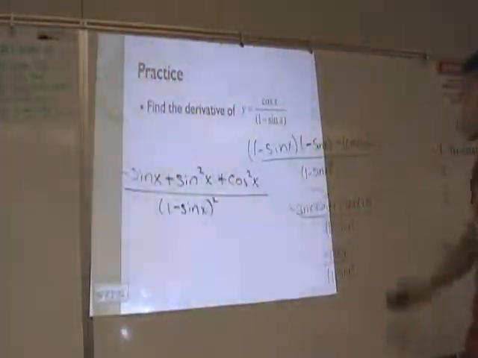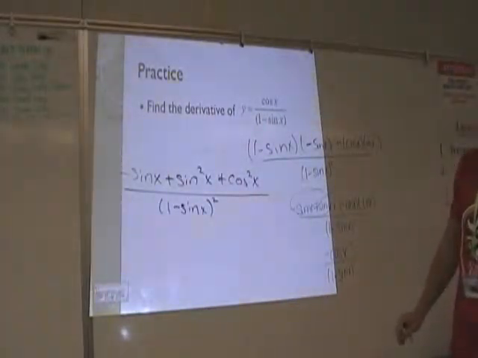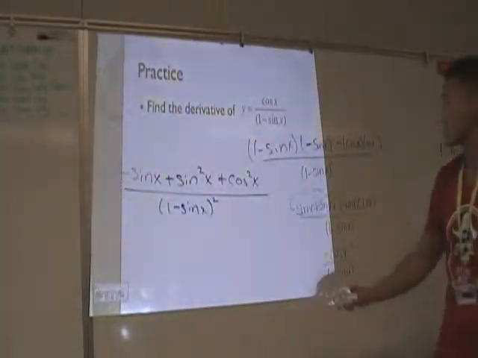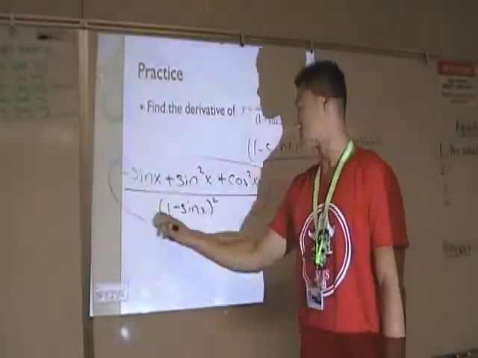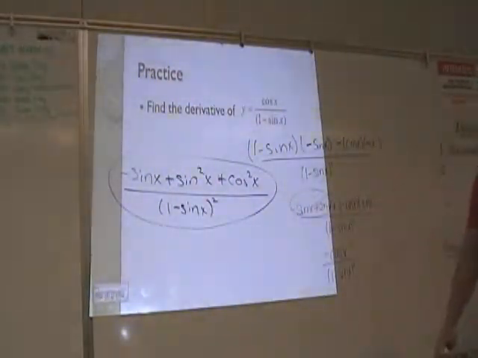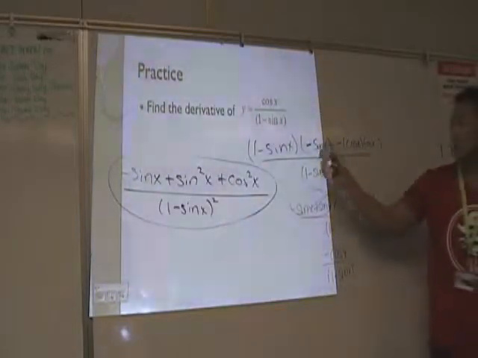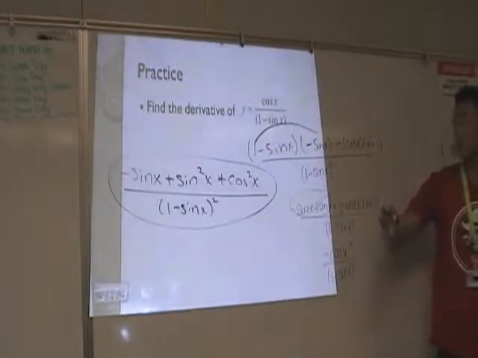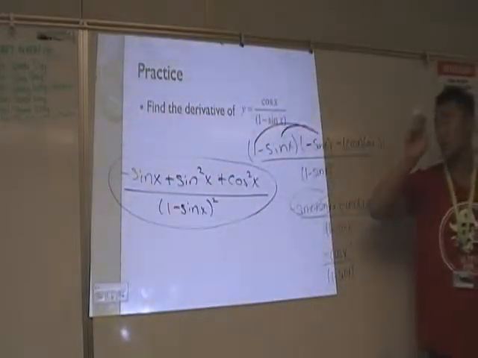Okay, let's see, is that it? Can you simplify it anymore? No, that's it. Okay, that's what Jackie says. You distribute this. So negative sine x times 1, negative sine x times negative sine x.